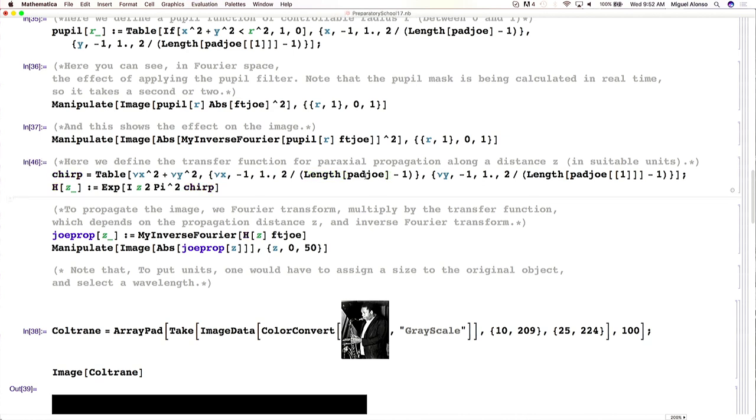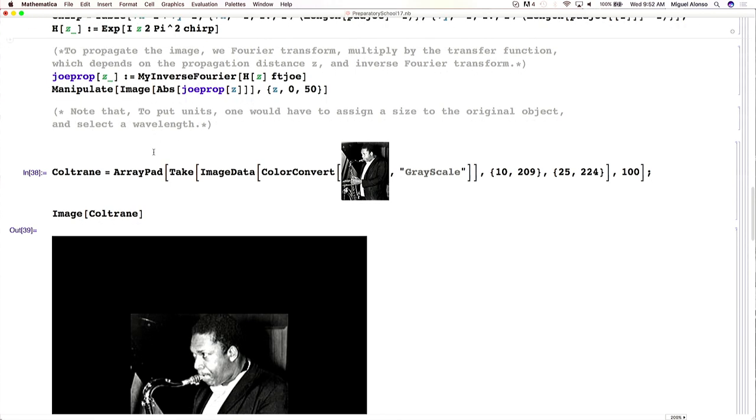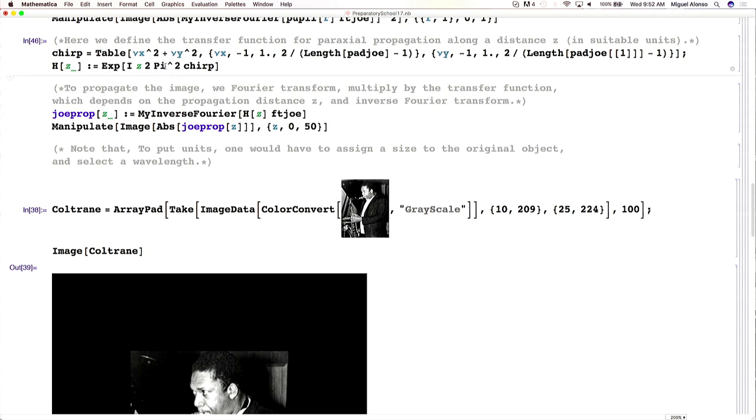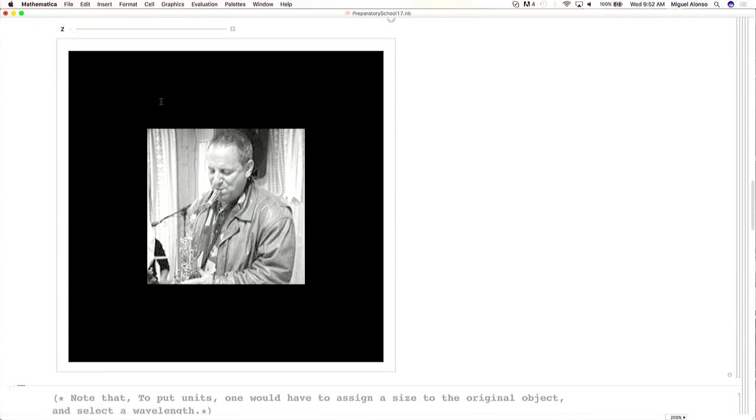So I'm going to do that here with Joe. I'm going to use the paraxial approximation just for simplicity, but it's just as easy to do the exact. What I have here is something that I call a chirp, which is just a table of the sum of the squares of nu x and nu y. And then the transfer function is e to the i 2 pi times the chirp. And because I had to divide by lambda, I put a 2 pi squared. It's 2 pi all squared divided by 2, so it's 2 pi squared. So then Joe propagation is this. I'm taking Joe's Fourier transform, multiplication by the transfer function, inverse Fourier transform.